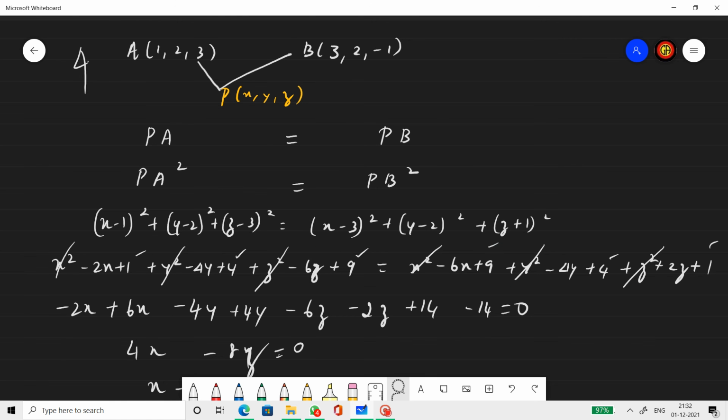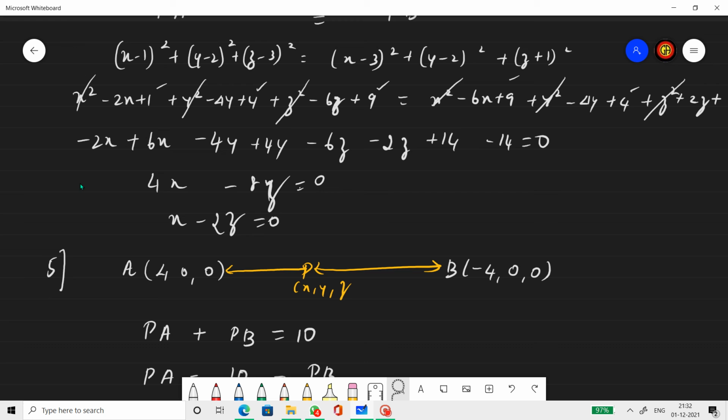Then simplify the given expression. You will get the equation of the set of points which are equidistant from these 2 points. It is in the form of x minus 2z equal to 0. Next question.